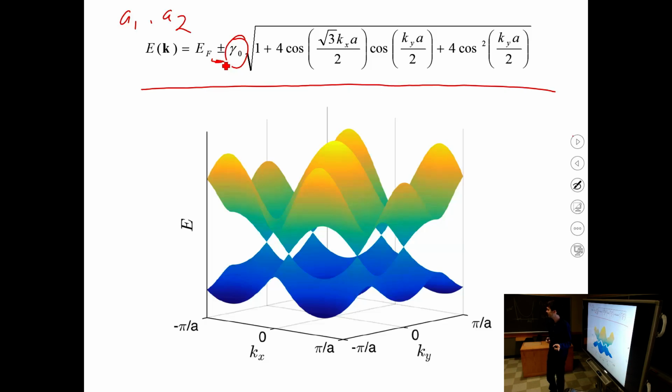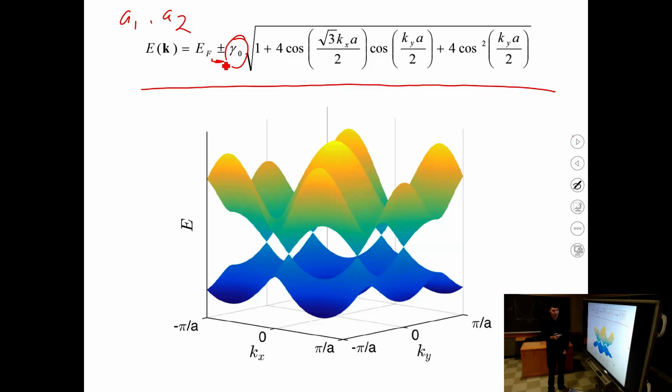Why do we have two bands? What determines the number of bands? Right, number of atoms in the unit cell or number of orbitals available per unit cell. In this case, each atom has one pz orbital, and we have 2 atoms, so we have 2 orbitals per unit cell. So a tight binding calculation should give us 2 bands.